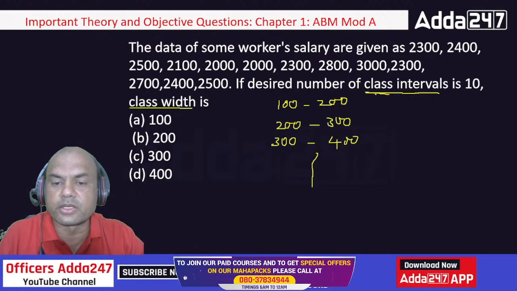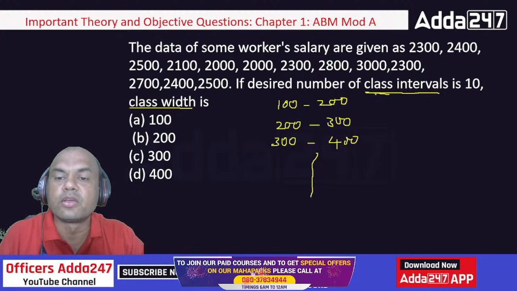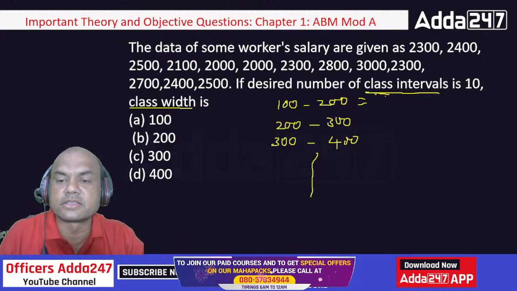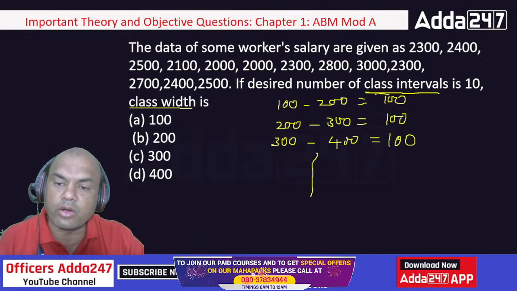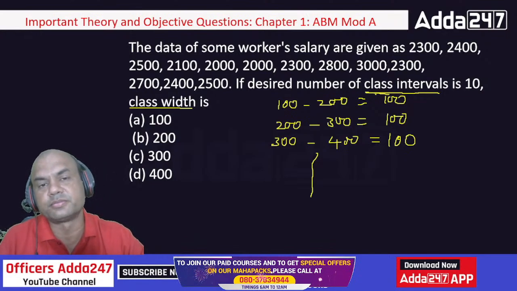Now, and so on and so forth. Now, what do I mean by this? What is the difference between this? This is 100. The difference between the other one, 100. Difference between the third one, 100. So if you see, the difference between all the classes will be 100 only.